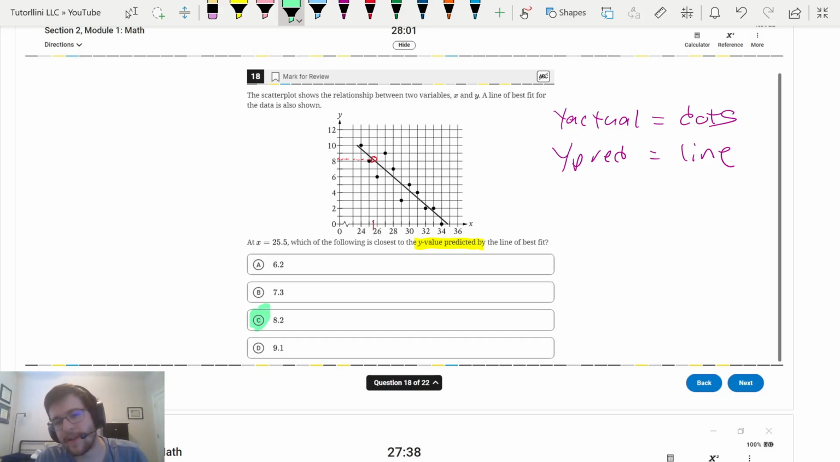So make sure you're not looking at the dots because it said predicted. If it said actual y value, then we would be looking at the dot at that point. I don't even think this x value has a dot, so you don't really need to worry about it. You just have to read the line. So 18 is C. Again, if I highlight this just to make it a little bit more clear. Okay, great. So 18 is C. Let's keep going.